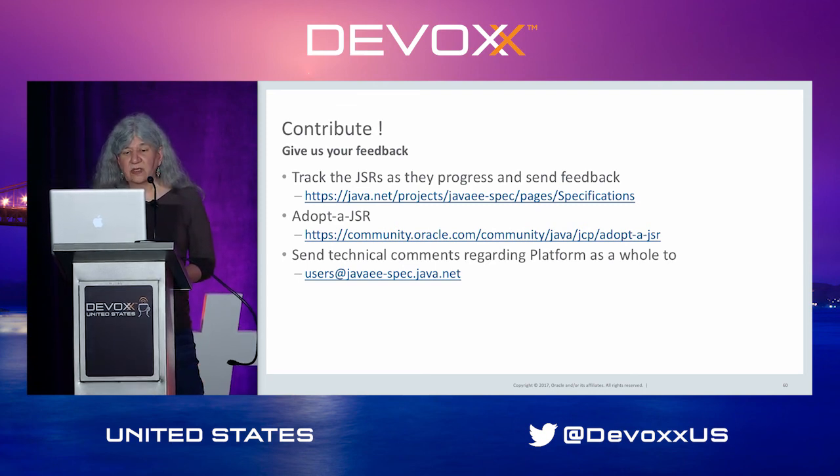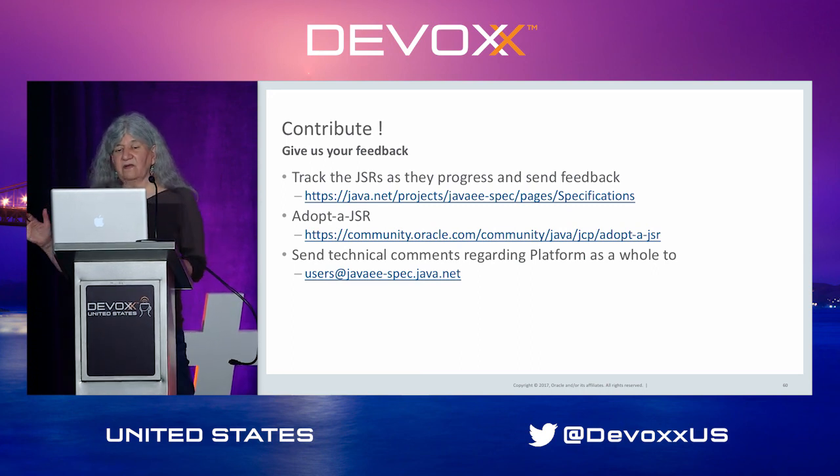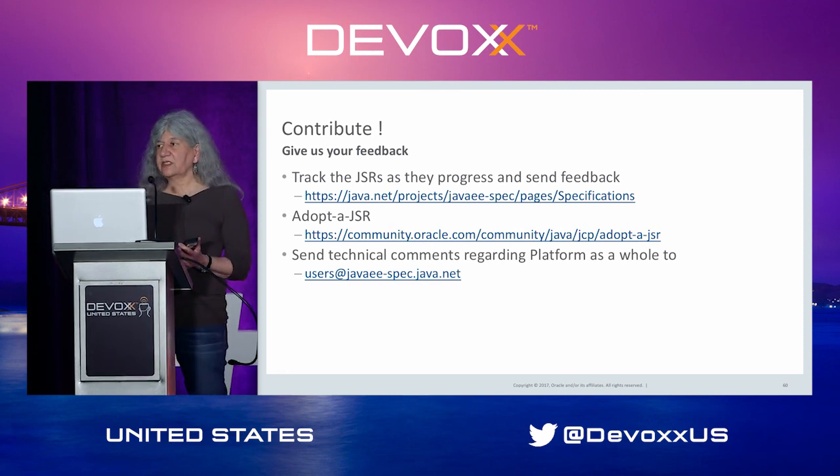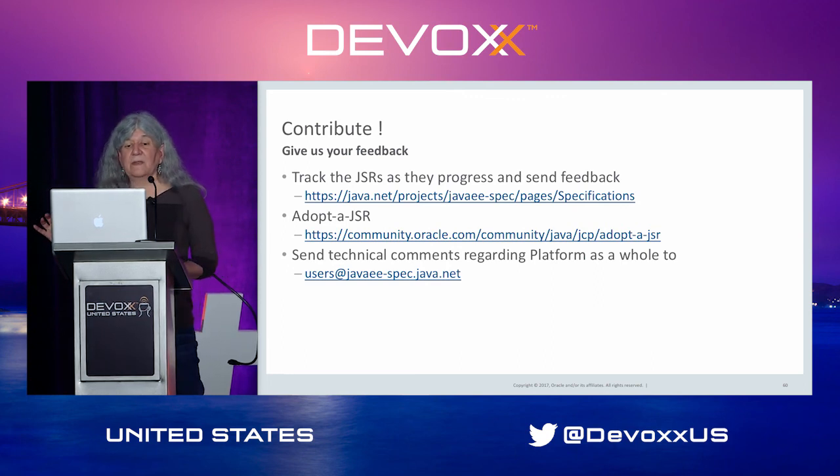The first URL here is into the Java EE spec project on java.net. This has a table of all of the JSRs that are part of the Java EE platform, and it's got links to their user group and their web pages, their JIRAs, so hopefully everything you need to send feedback to the specification leads and the projects.